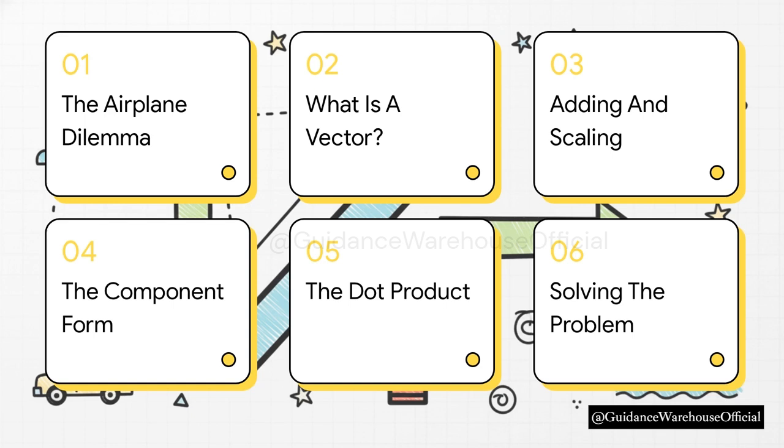Here is our roadmap. 1. The airplane dilemma. 2. What exactly is a vector? 3. Adding and scaling vectors. 4. The component form. 5. The dot product. And 6. Solving the airplane problem.